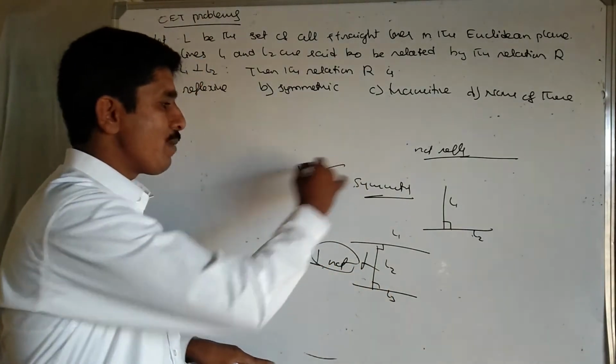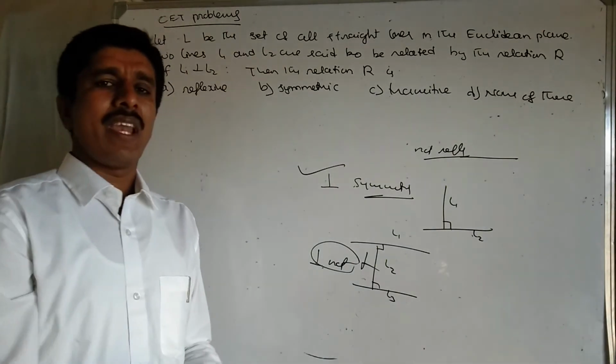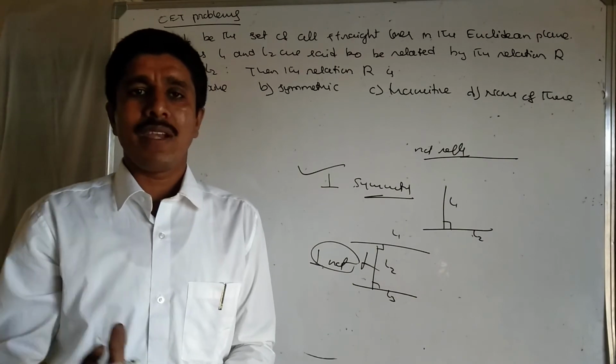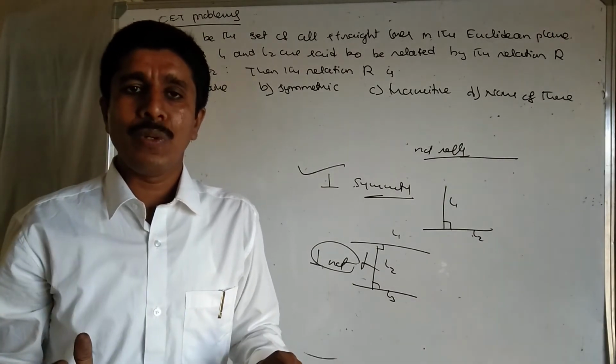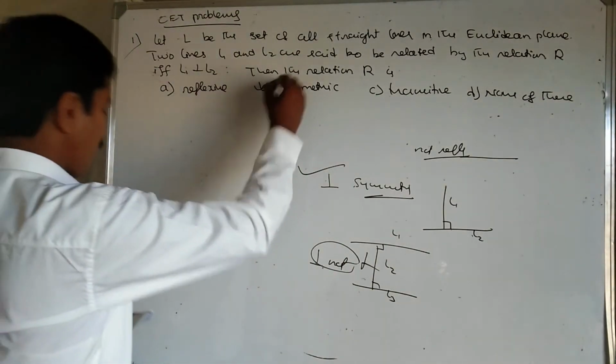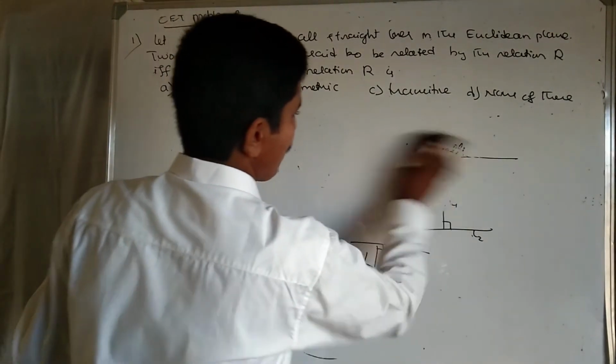It is only symmetric. Mind it, the perpendicular relation on the set of all lines in a plane is always symmetric, but neither reflexive nor transitive. Means it is only symmetric. Clearly, B option is the right option.